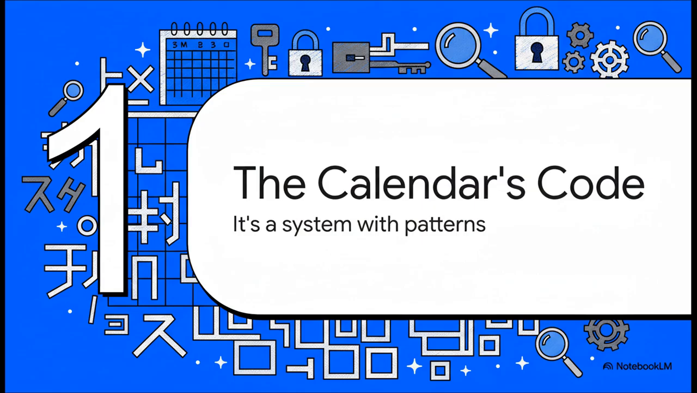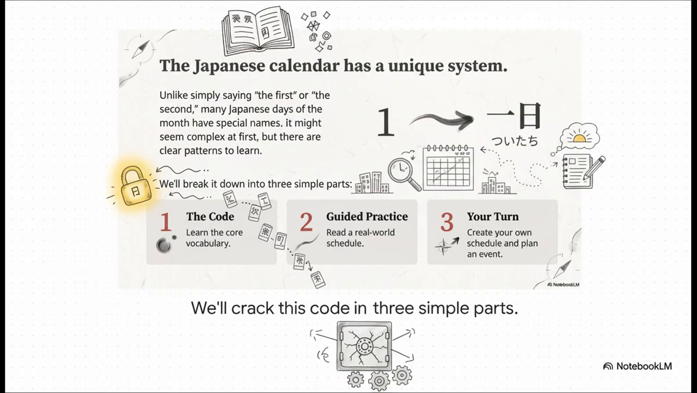Here's the trick. You gotta stop thinking of it as a long list of random words to memorize. Instead, think of it like a secret code. And, like any code, once you learn the rules and see the patterns, it all starts to click. It's actually way simpler than it looks. And we're going to crack this code in 3 super simple parts.